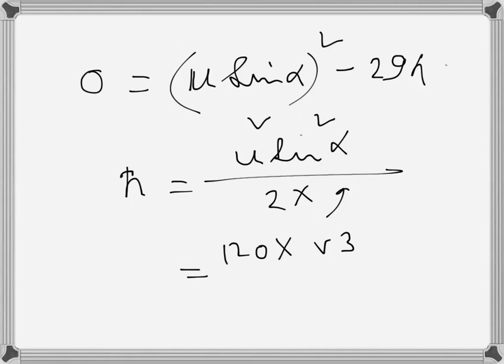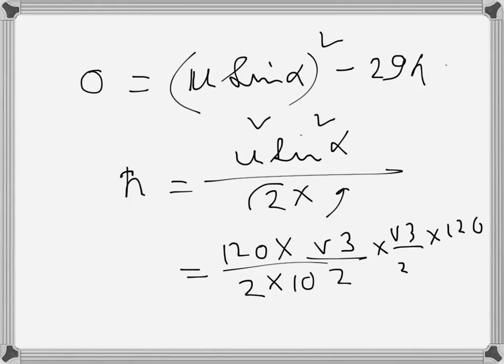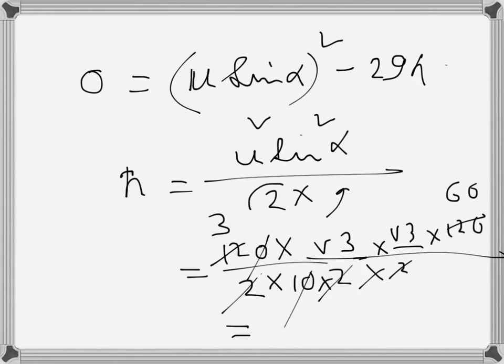which is root 3 over 2, since sin 60 degrees is root 3 over 2. So I'm writing root 3 over 2 times root 3 over 2, and 120 comes twice as well, and the denominator is 2 times 10. So basically this is how it looks, and then this one goes away, 2 times 2 is 4, times 2 is 8, so 4, this is 3 there, and then this one is 60. So basically this will be 180 times 3, which is 540 meters.